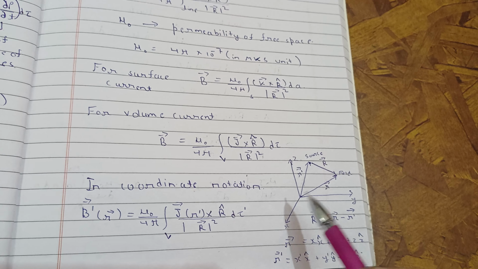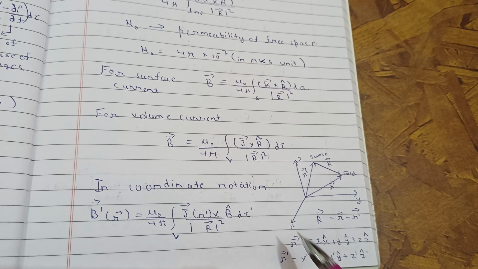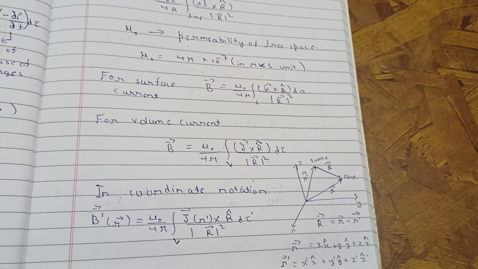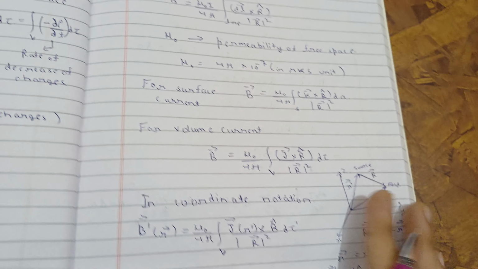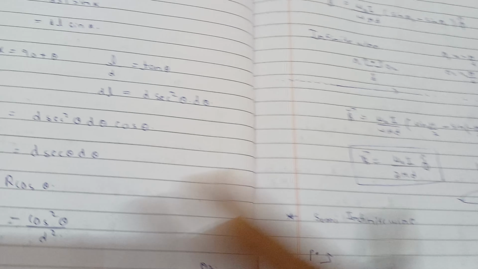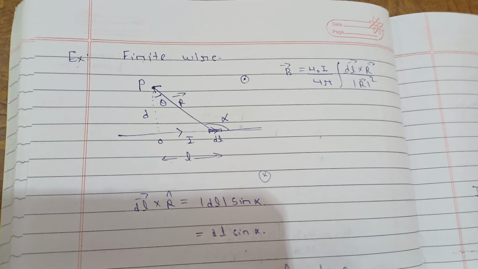And r is nothing but x y z cap, and r dash will be x dash y dash z dash. So you must know these things, very important. Now let's move forward. Let's see some examples.